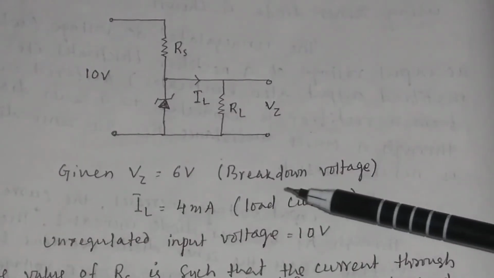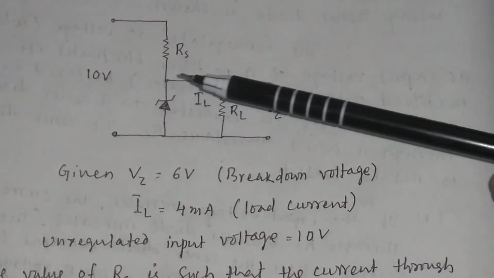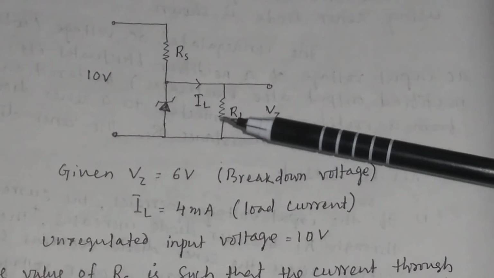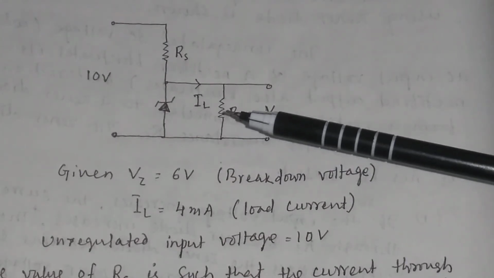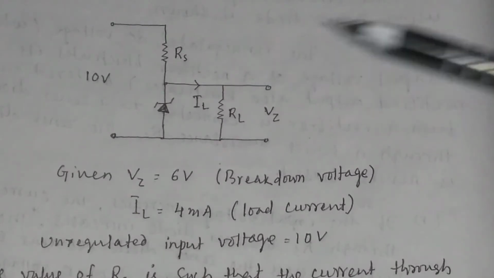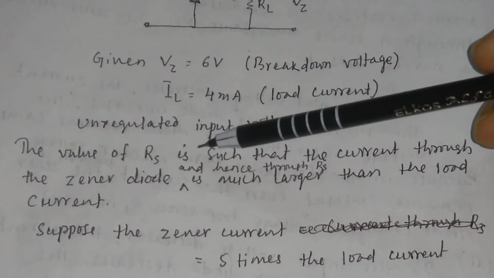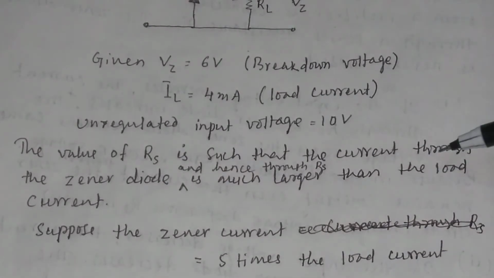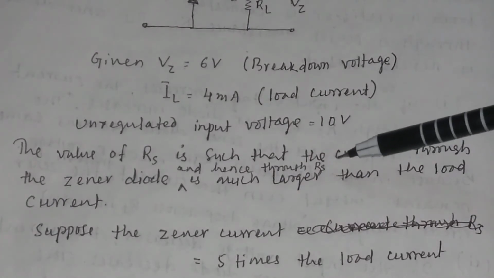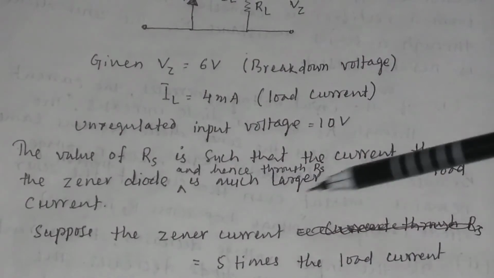So here the unregulated input voltage is given as 10 volt, the breakdown voltage is 6 volt, and the load current is given as 4 milliampere. And the question is, what should be the resistance of this series resistor? You should remember that the value of the series resistor is such that the current through the Zener diode, and hence through the series resistor, is much larger than the load current.